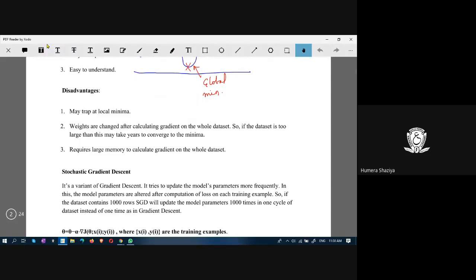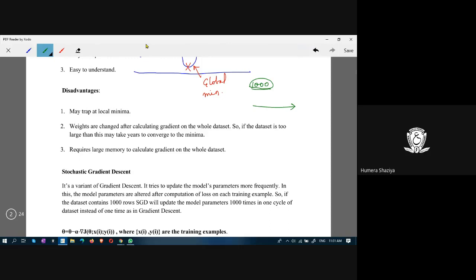And then weights are changed after calculating the gradient on the whole data set. This point we already studied, but let me tell you again. If there are 1000 samples in our data set, each sample has to go through the forward pass, and then after all 1000 samples finish the forward pass, the backpropagation begins and weights are changed. This means backpropagation gets executed after the entire data set is fed into the network.